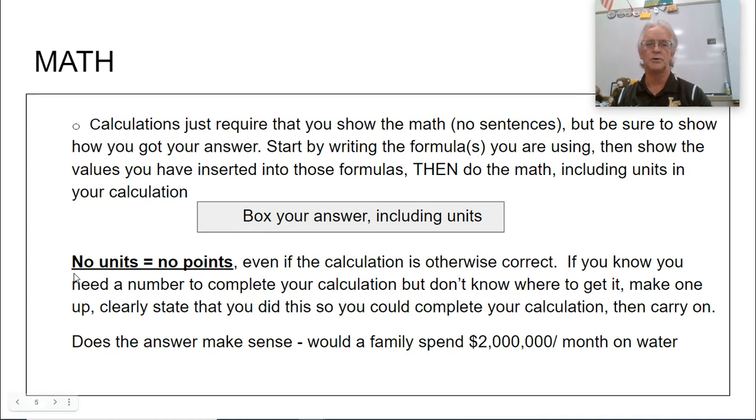If there's no units, you will not get any points, even if the calculation is otherwise correct. If you know you need a number to complete your calculation, but don't know where to get it, make one up. Clearly state you did this so you can complete your calculation, then carry on. Lastly, does the answer make sense? Would a family spend $2 million a month on water?